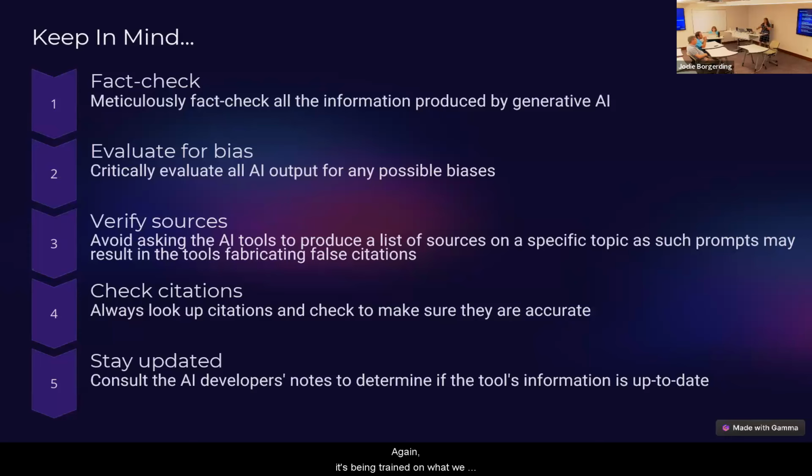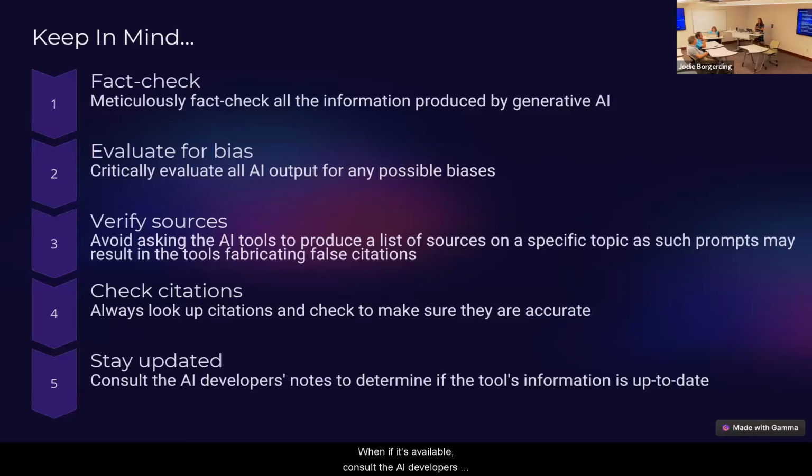Again, it's being trained on what we enter in and what we're asking, so that could result. It's important to always look up citations and check to make sure that they are accurate. And if you're citing information from that source, you need to cite the original source rather than ChatGPT or whatever AI tool that you're using.